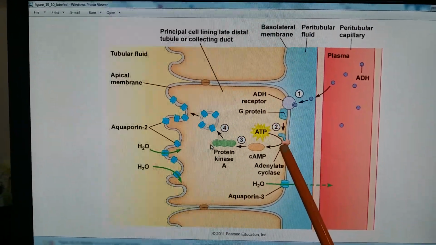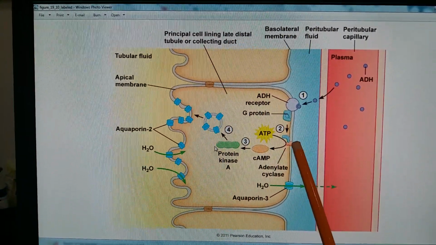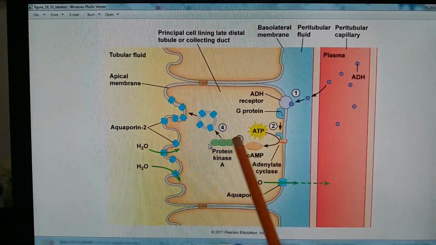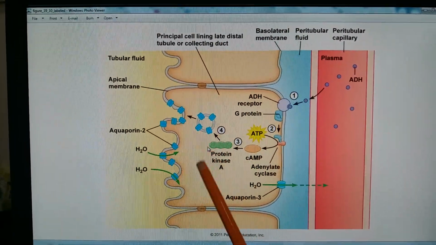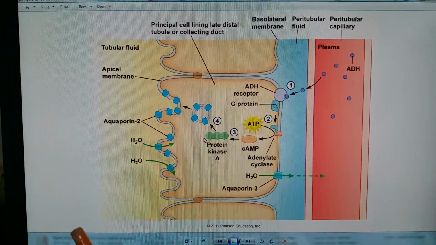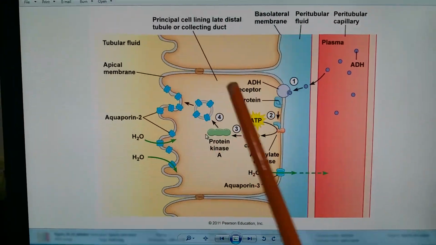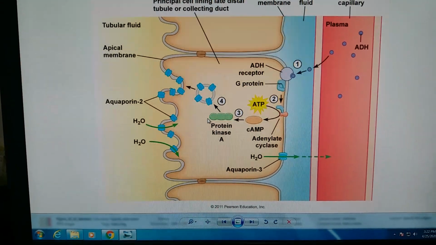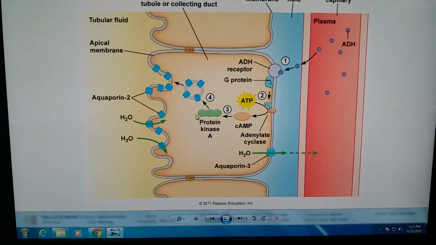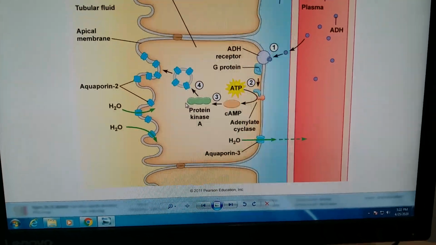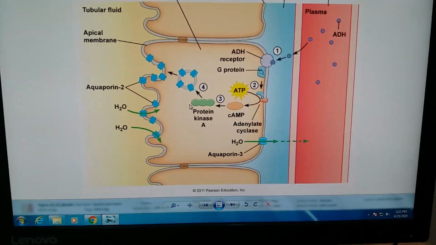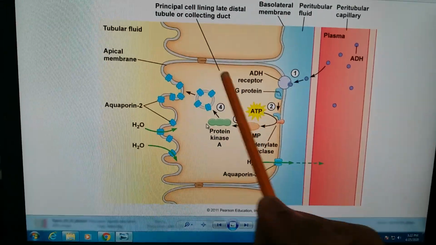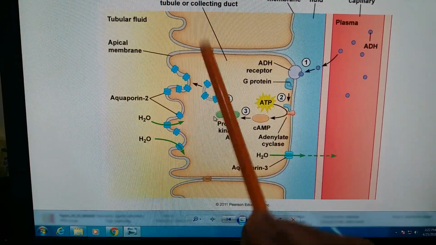And this in turn activates the enzyme called adenylyl cyclase, which converts ATP to cAMP, which in turn activates protein kinase A. Now in this cell there are certain vesicles which contain specific water pores. These are called aquaporins. These are ducts which allow the passage of water, the entry of water. They act like aqueducts. So these vesicles contain these aquaporins.